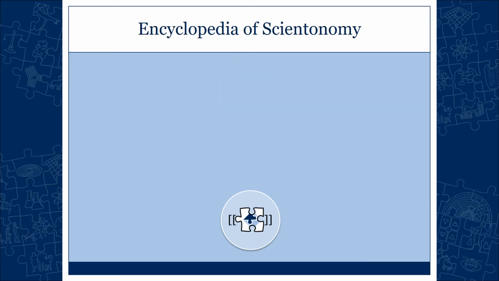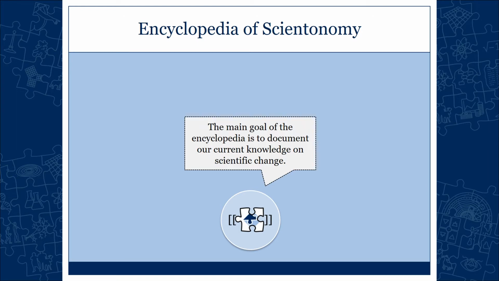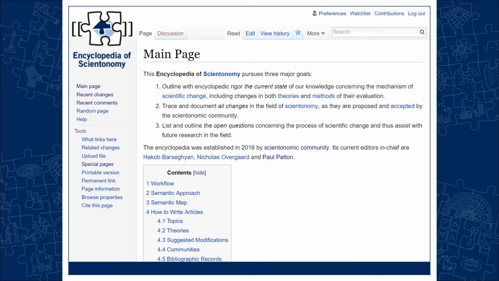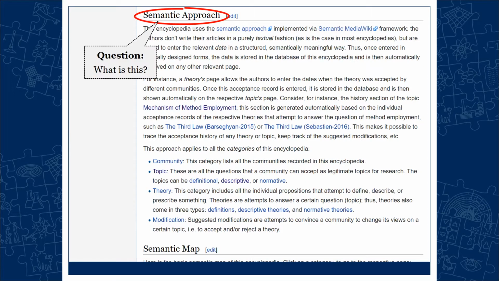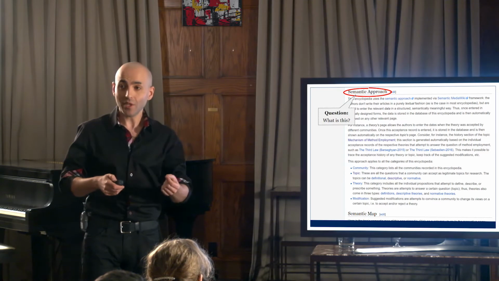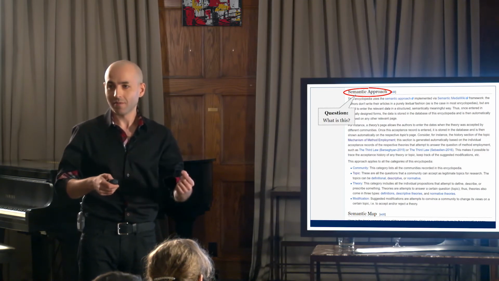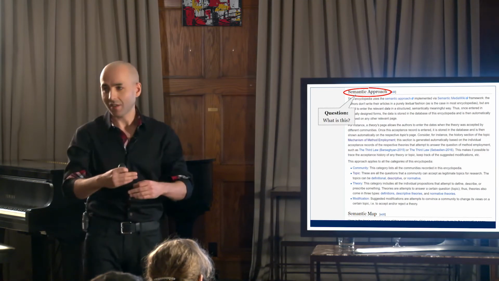Now let's start from the wiki, from the encyclopedia. The main goal of our encyclopedia is to document, as I said, our current knowledge on scientific change. But how do you document it? We use the so-called semantic approach. What is the semantic approach? First, I'm going to show you what it allows you to do, and then I'm going to explain how it works. So first the fruits, and then the mechanics.